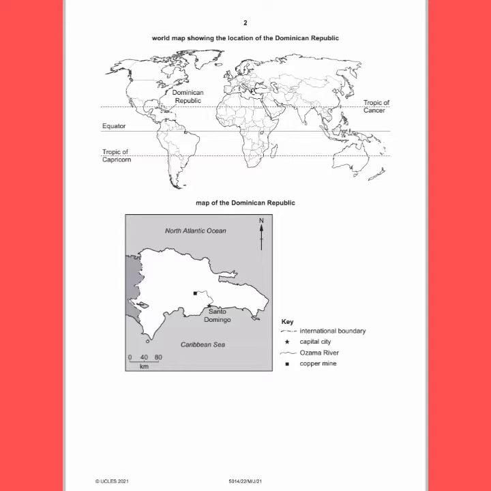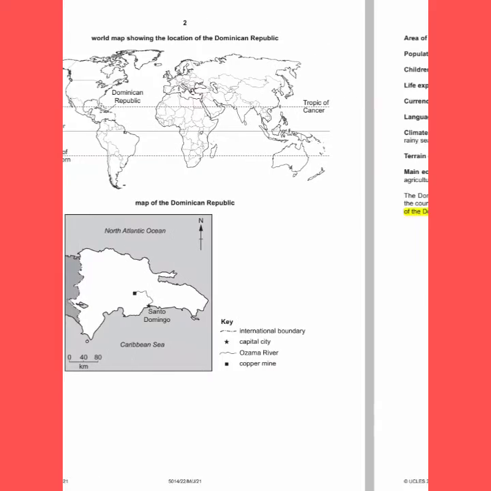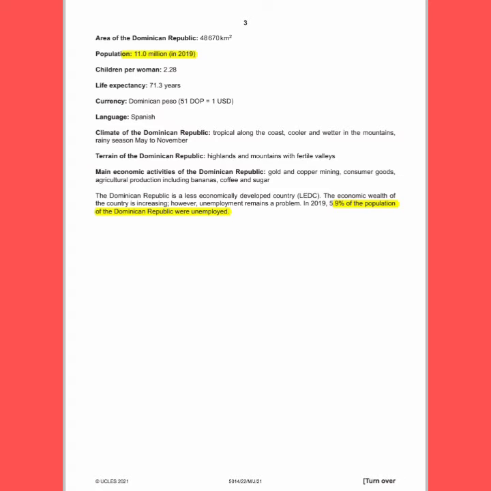We have a key given which shows international boundary, capital city, Ozama River, and copper mine in the second map of the Dominican Republic. Then, as usual, you have been given a fact sheet which shows area, population, total number of women, life expectancy, currency, and language. You are supposed to predict that you will be given a calculation question based on the population, so I have highlighted that part.